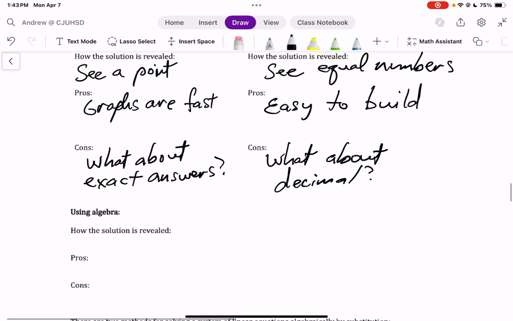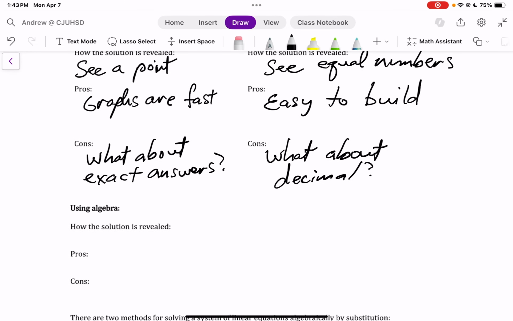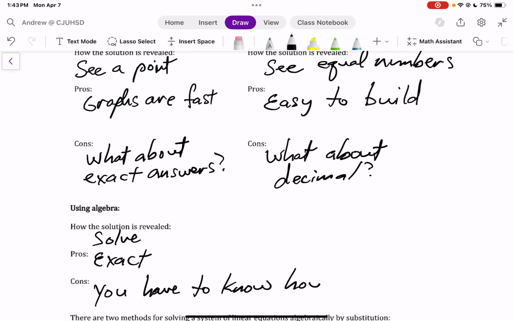And then using algebra, how the solution is revealed is by solving. The pros are you get exact answers, but any cons or negative aspect would be you have to know how to solve. Which is why we worked on solving systems.